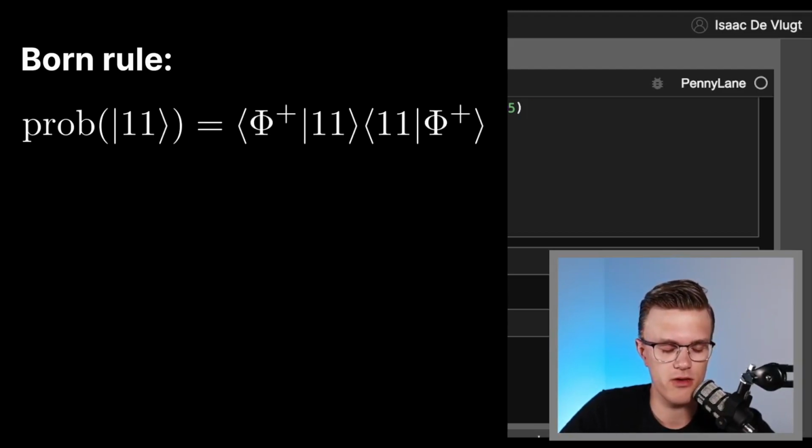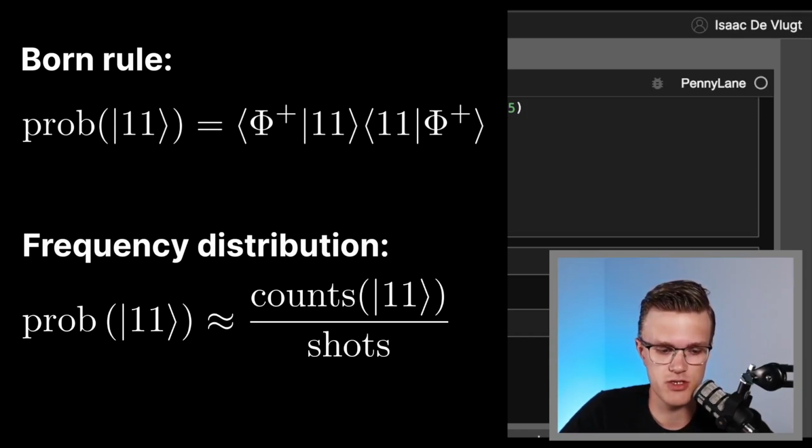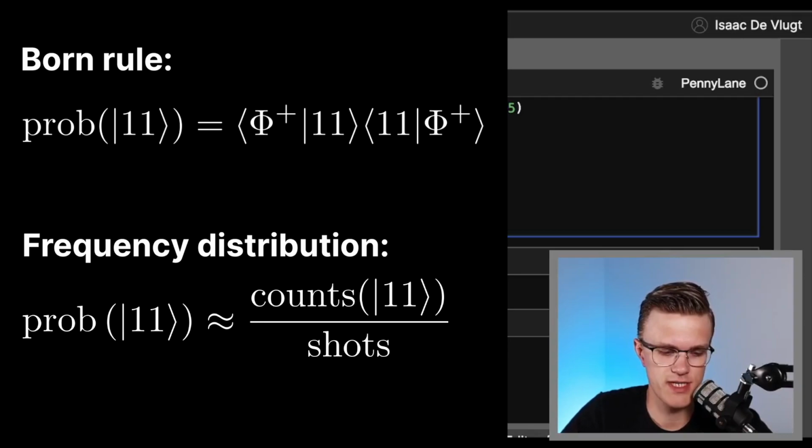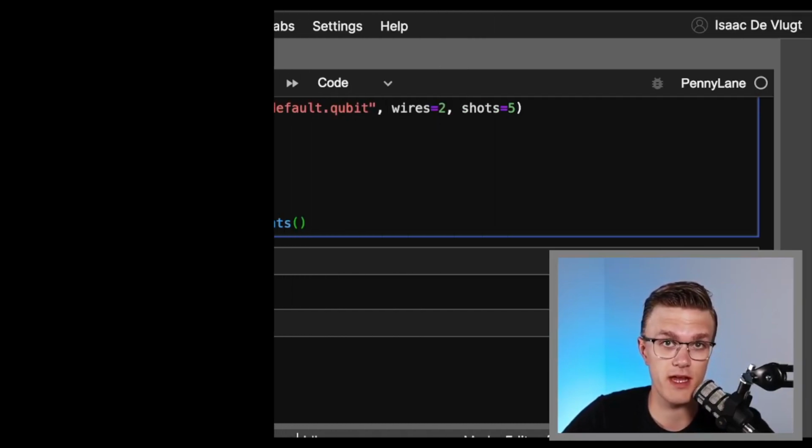Essentially what's happening under the hood is that instead of using the Born rule to calculate probabilities exactly, we're using a frequency distribution. Having qml.counts here is a really good way of visualizing how we can approximate the probability of measuring each computational basis state with a finite shot device.